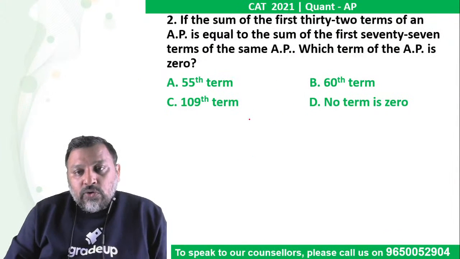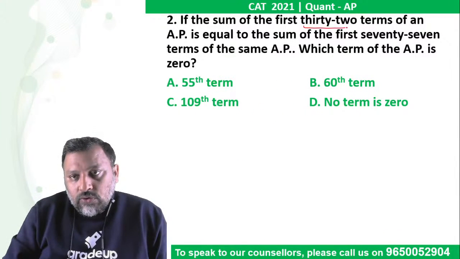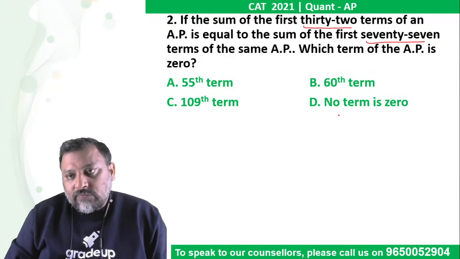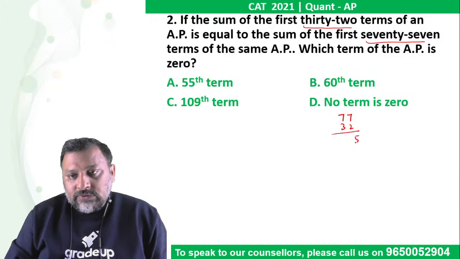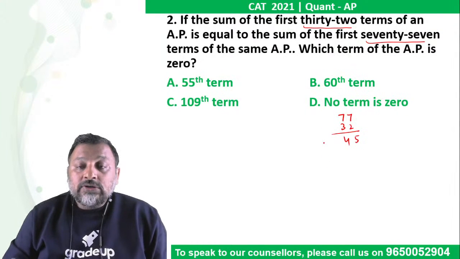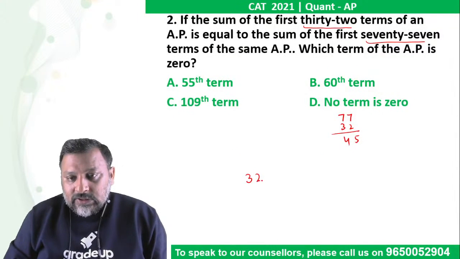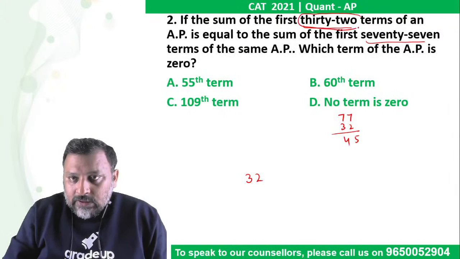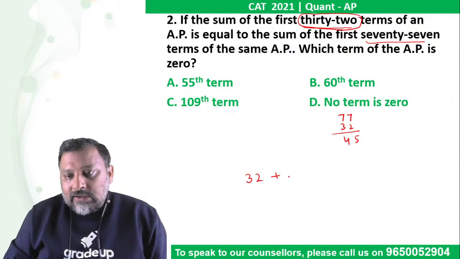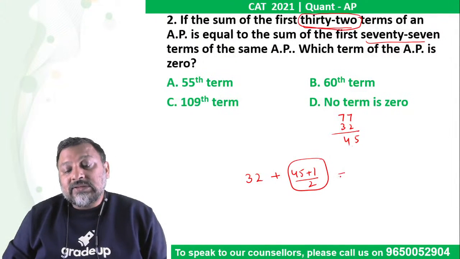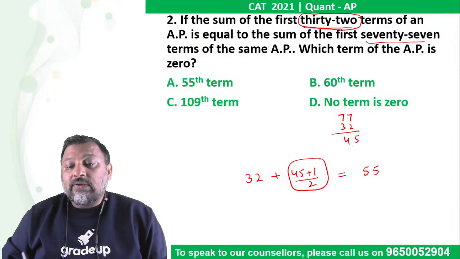See, what we do here is, if this is 32 and this is 77, we just find the difference of these two, 77 and 32. So what you'll get is 45. Okay, so now if I have to find which term would be 0, what we do is, to the 32 written in it, we just add (difference plus 1) by 2. You add this, you will directly get the answer. This is nothing but 55.